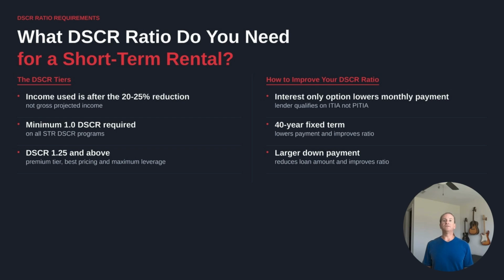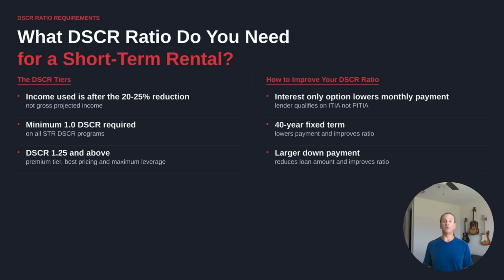So what debt service coverage ratio do I need for a short-term rental? 1.0 is where the actual rental income on a monthly basis covers your monthly mortgage payment. That's principal, interest, taxes, insurance, and HOA.